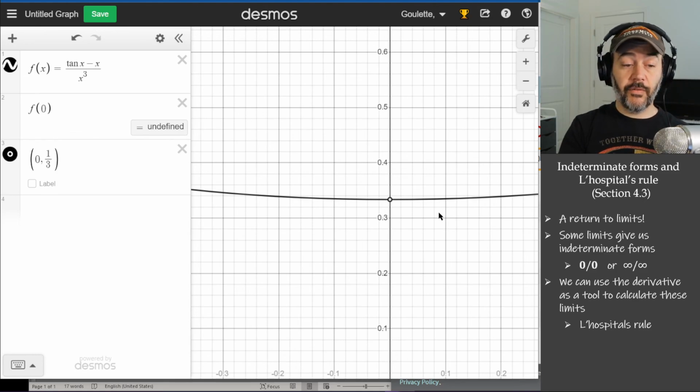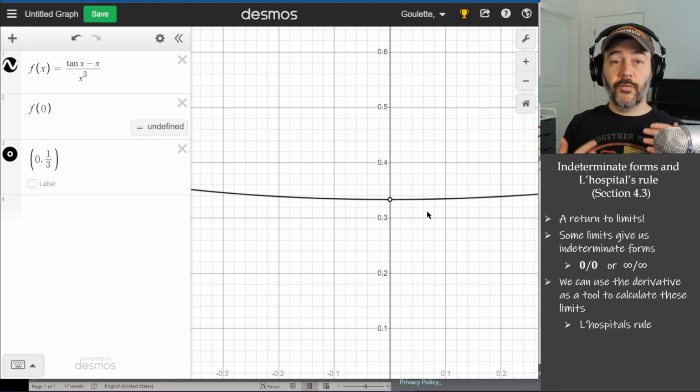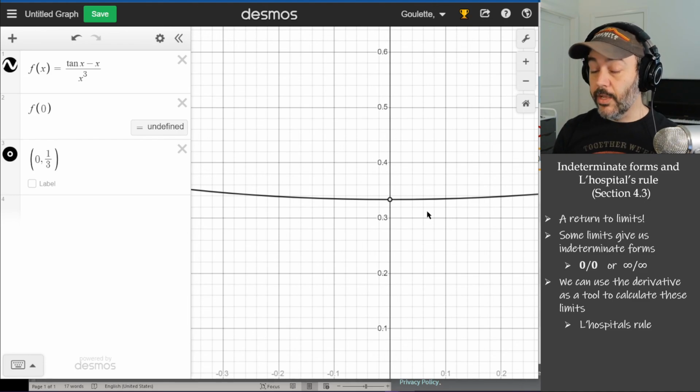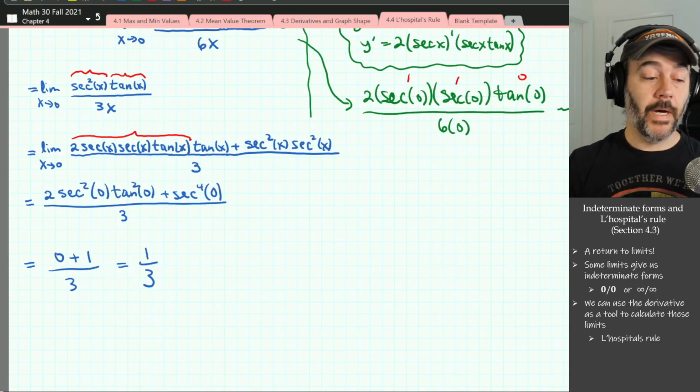You can also use Wolfram Alpha. You can actually do things like find the limit, you just use natural language: what's the limit of tan x minus x over x cubed at x equals 0, and it will do L'Hopital's rule for you and check your answer. But you need to be able to do it by hand.